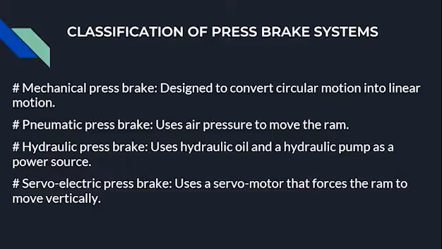The classification of press brake systems. Mechanical press brakes are designed to convert circular motion into linear motion. Pneumatic press brakes use air pressure to move the ram. Hydraulic press brakes use hydraulic oil and a hydraulic pump as a power source. Servo electric press brakes use a servo motor that forces the ram to move vertically.